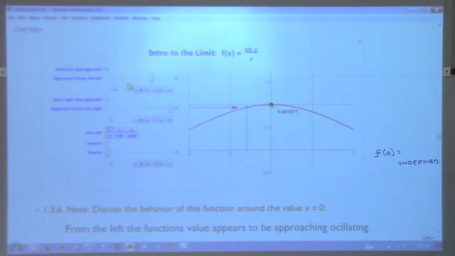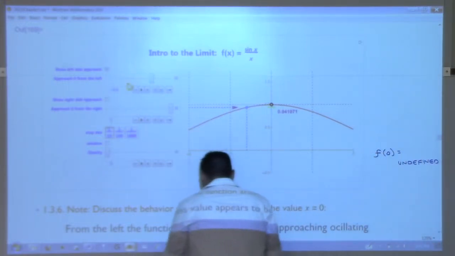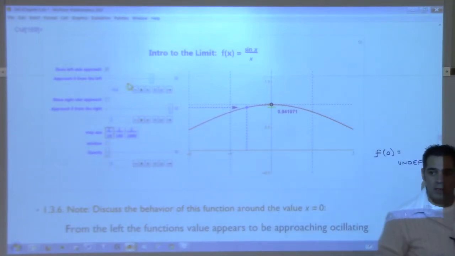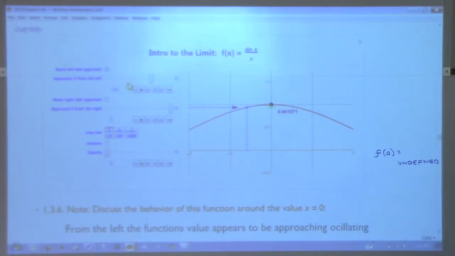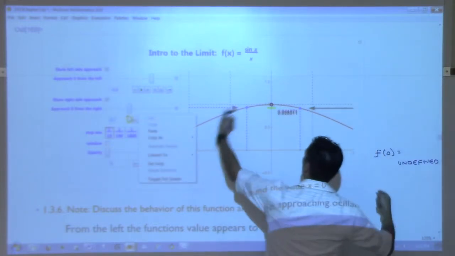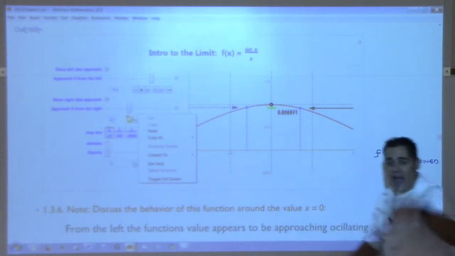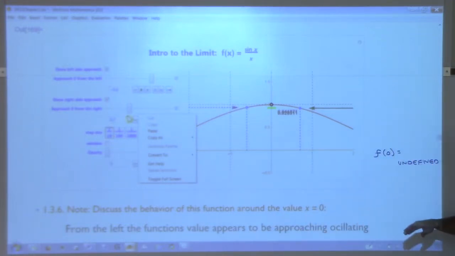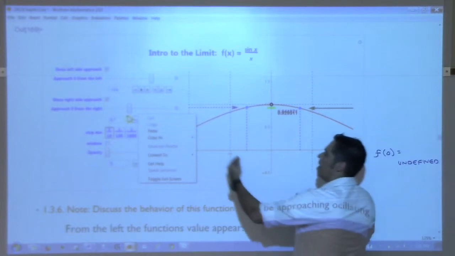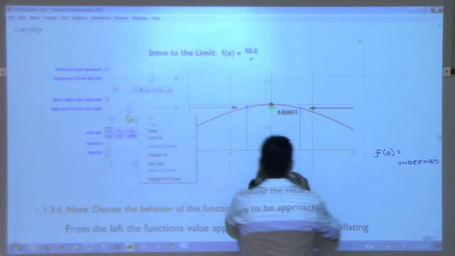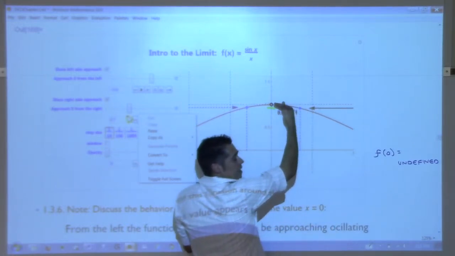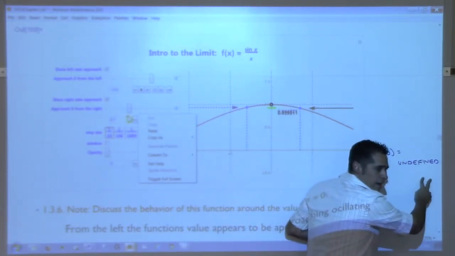Okay, what about from the right-hand side? Edward, what's happening as I come in from the right-hand side here? It's also approaching 1. So from the left, we're approaching 1. From the right, we're approaching 1. And at 0, as we approach 0 from the left, our y value is approaching 1. As we approach 0 from the right, our y value is approaching 1. At 0, our function is undefined.